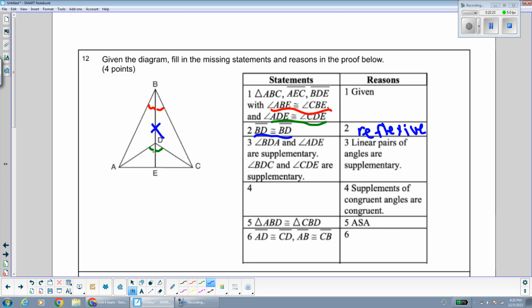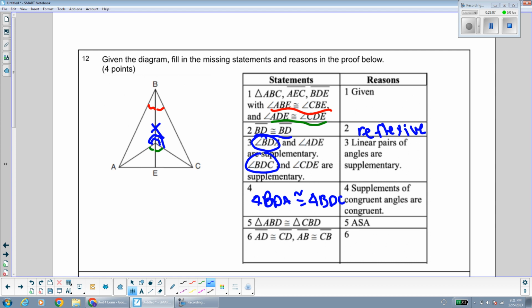So if these two angles are congruent, the angles supplementary to them, the supplements of these angles, also have to be congruent because there's only one value they could be to make the 180 with the number that's already there. So this angle and this angle have to be congruent to each other. Angle BDA and angle BDC have to be congruent to each other because they're both supplementary to congruent angles ADE and CDE, the two congruent green angles. That's supplements of congruent angles are congruent. If angles are supplementary to congruent angles, they need to be congruent as well.